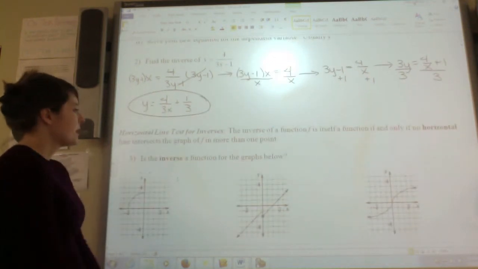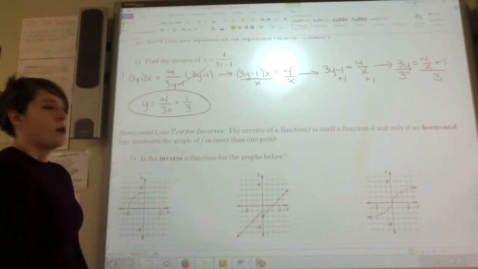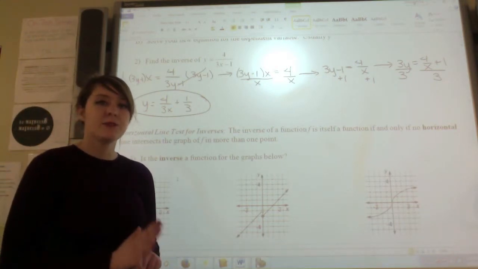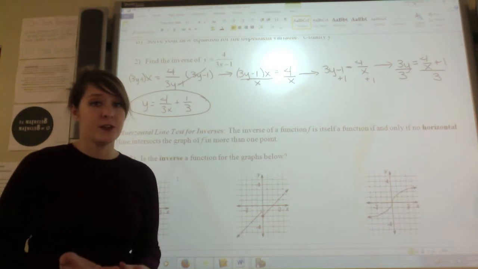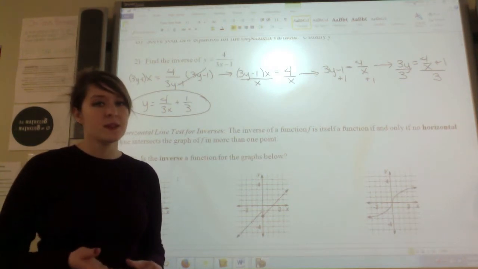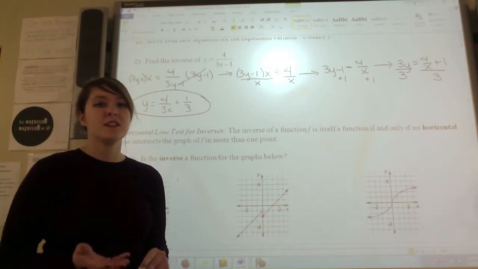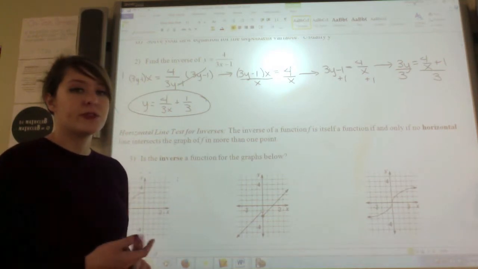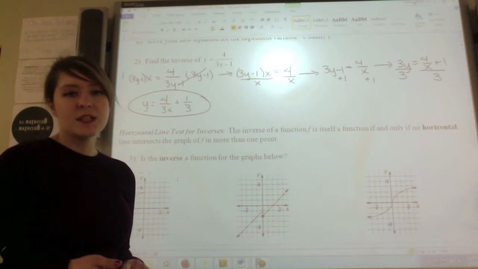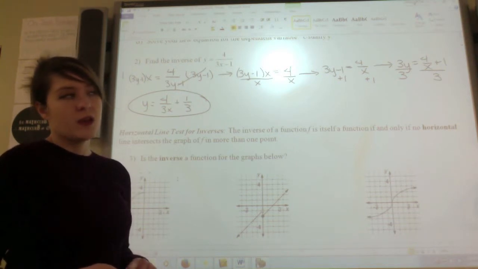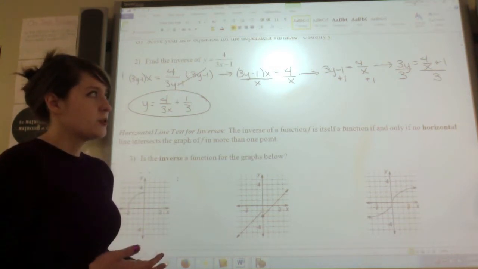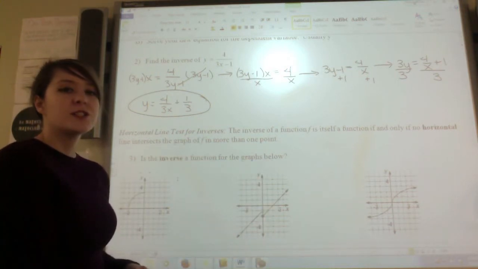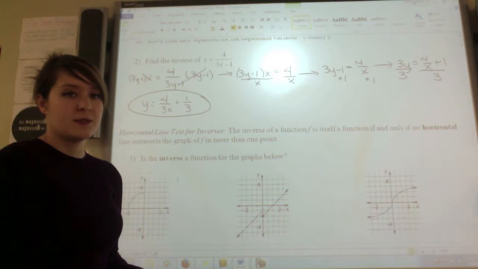We also have the horizontal line test for inverses. Remember the vertical line test. The vertical line test determines whether the function right in front of us is a function or not. So if something passes the vertical line test, that means that it itself is a function. The horizontal line test is reserved for inverses. Essentially, when you have an inverse, what's happening to your actual function and inverse is that they are reflections of each other over the line y equals x.